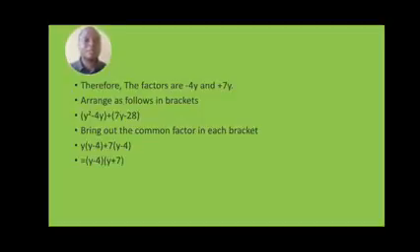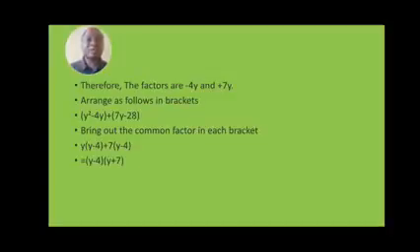You can see that minus 4y plus 7y gives you plus 3, the middle number. And minus 4 times plus 7 gives you minus 28. Alright, so you arrange the factors as follows. You have y squared minus 4y, which is the first factor, plus 7y, which is the second factor, minus 28, which is the last number there.